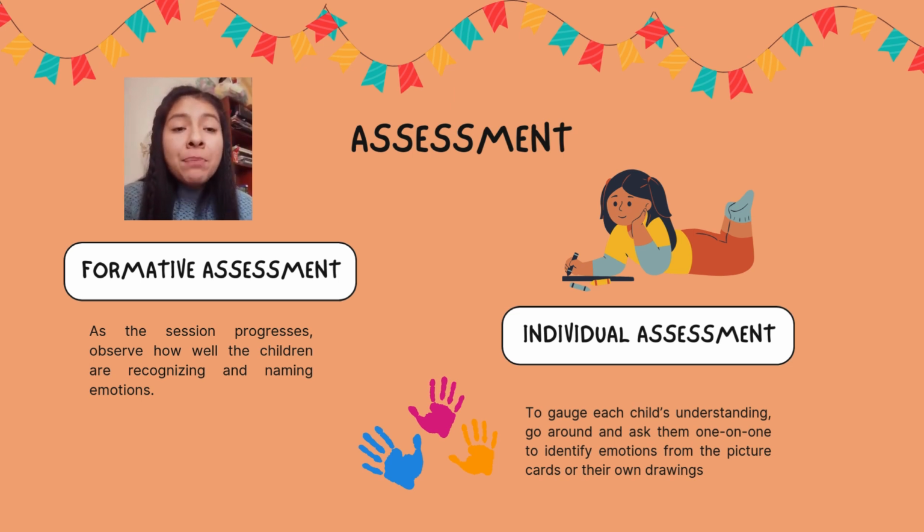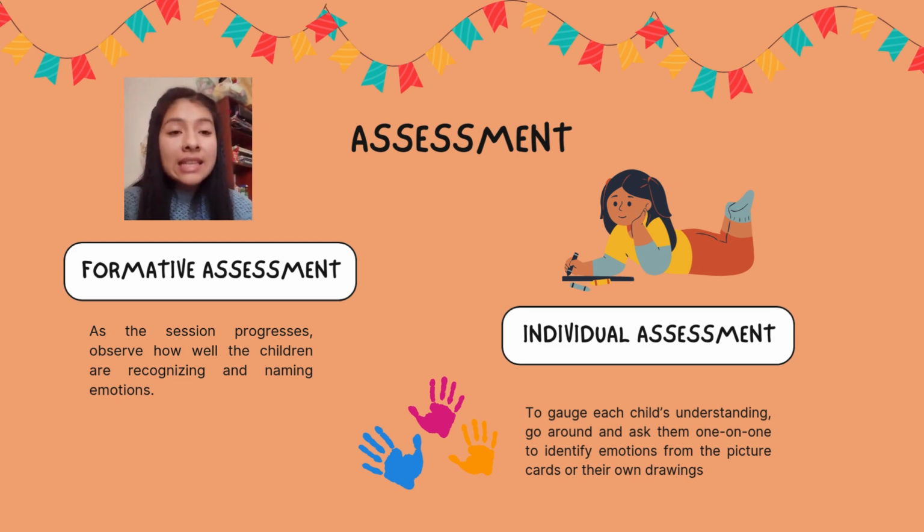Assessment. In this part, we will look at formative assessment and individual assessment. In the performance assessment, as the session progresses, observe how well the children are recognizing and naming emotion. Do they participate in the activities? Are they using the correct words like happy, sad, or angry? Watch for moments where they express their emotions appropriately, both in the discussions and in their drawing or role play.